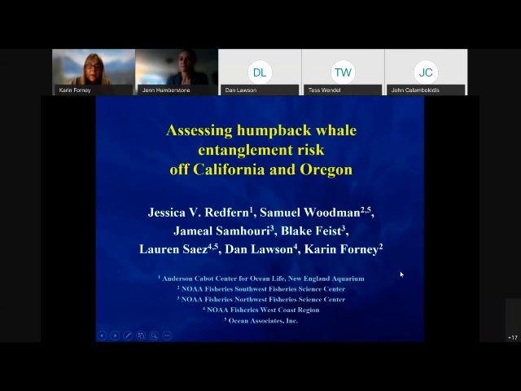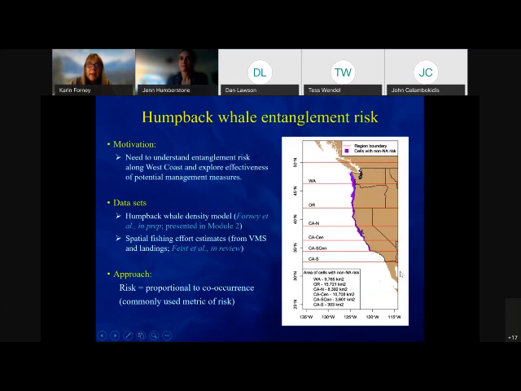See if I can get this to advance. There we go. So humpback whale entanglement risk. That's the topic of this talk. And the motivation is that obviously with entanglements having increased recently, we really need to understand risk and the factors that can increase or decrease risk so that we can explore potential management measures and determine what's most effective.